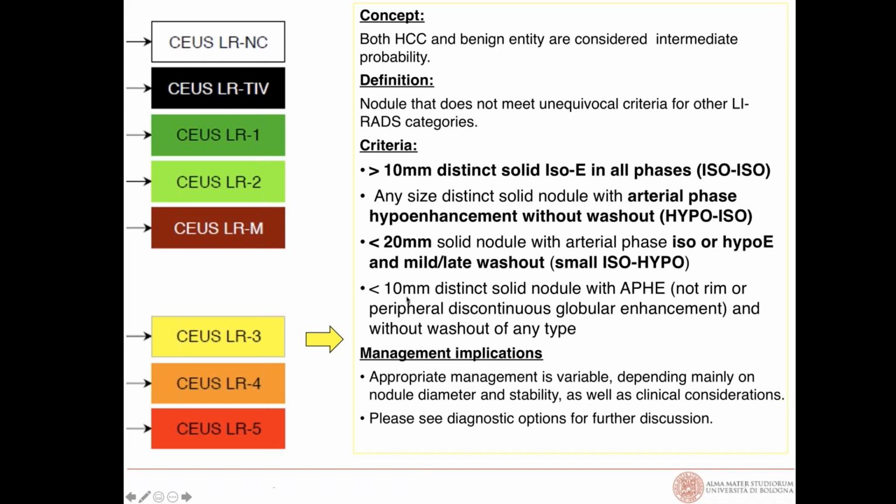Or very tiny lesions with arterial phase hyperenhancement and no washout, because these lesions are very difficult to diagnose as they are very small. So these lesions are intermediate risk of HCC. Appropriate management is variable. We often perform biopsy in Bologna, especially if there are more than 20 millimeters iso-enhancing in all phases, or they are more than 15 millimeters with washout, because not rarely they are HCC. So the aim is to detect them as small as possible.